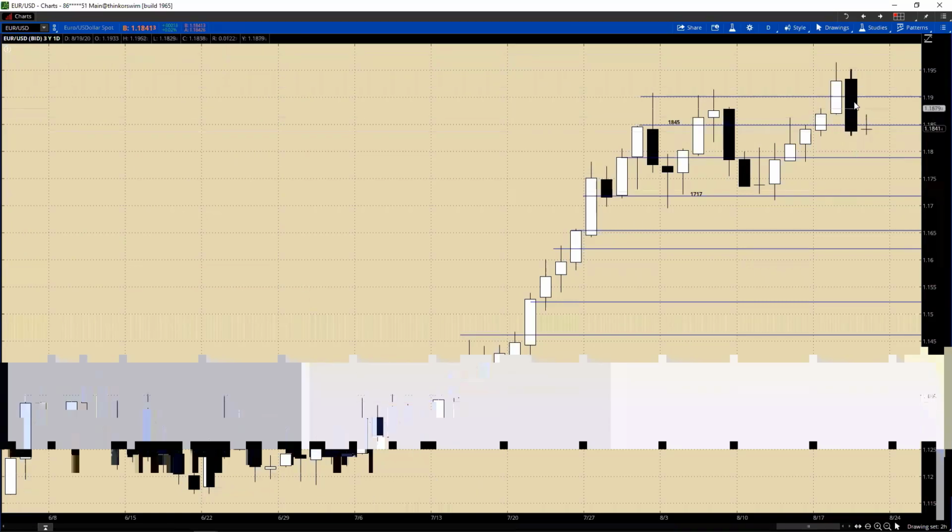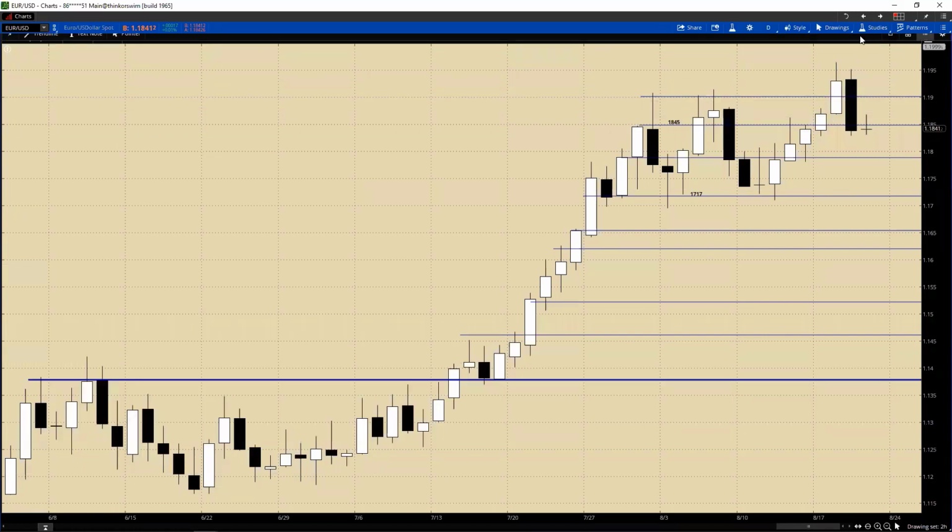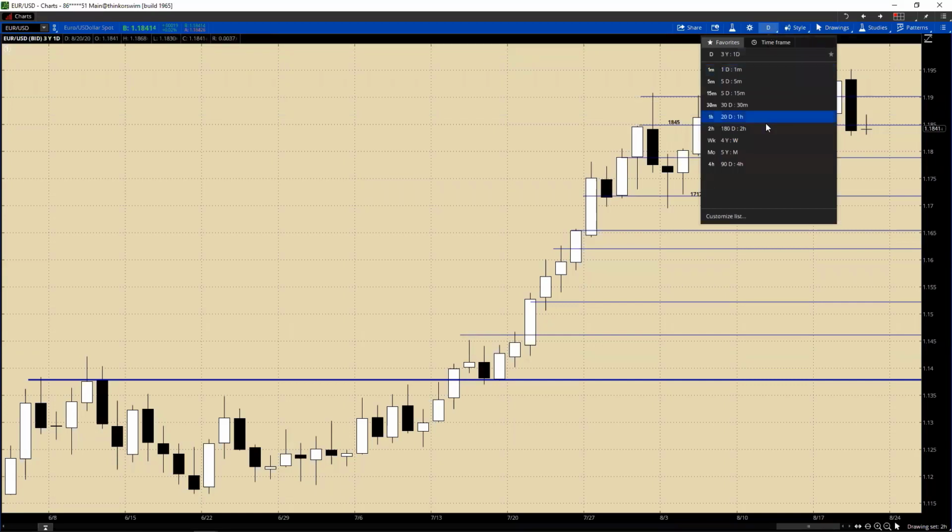So here we are looking at the day chart. You can see here a nice engulfing bar. To get a little bit closer look, we'll move into the 2-hour chart.